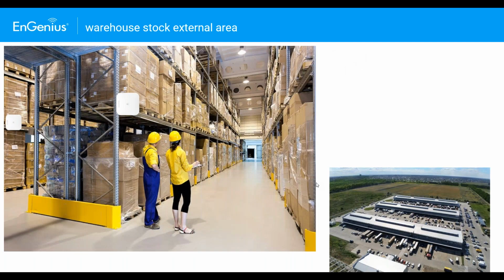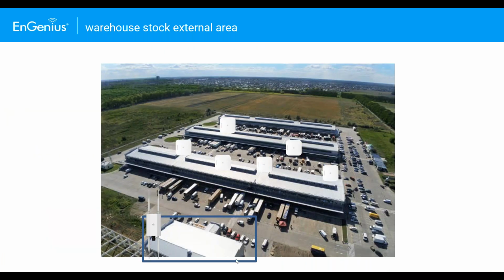Or for example, if we're looking at a warehouse stock external area. We create an internal Wi-Fi in the warehouse, so with cable. All access points are wired, and we have, for example, an area outside that needs to be covered by Wi-Fi. In this case, you need to make sure that the indoor access point can reach the external ECW 160 to provide the mesh. And after that, it will provide the mesh for this area.